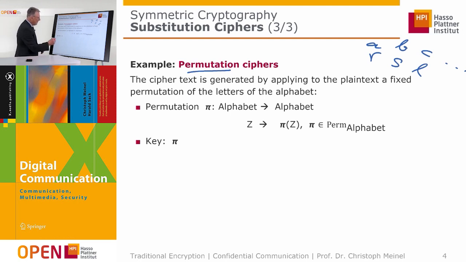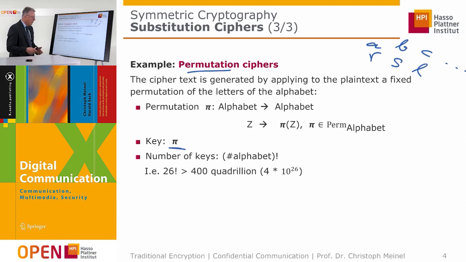So here the key is a permutation, the assignment of the different letters, and the number of assignments is really big. It is 26 factorial, where 26 is the number of letters, the size of our alphabet. And this is factorial, because we can use all the sequences. And we know 26 factorial is more than 400 quadrillion.